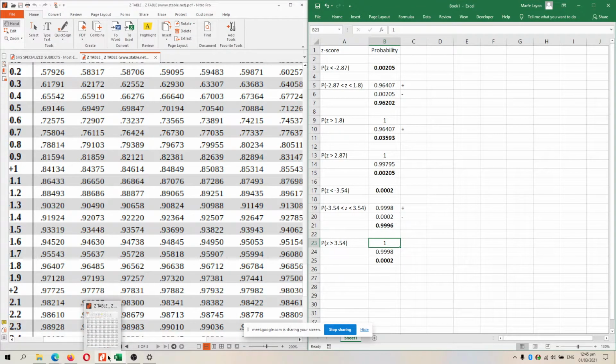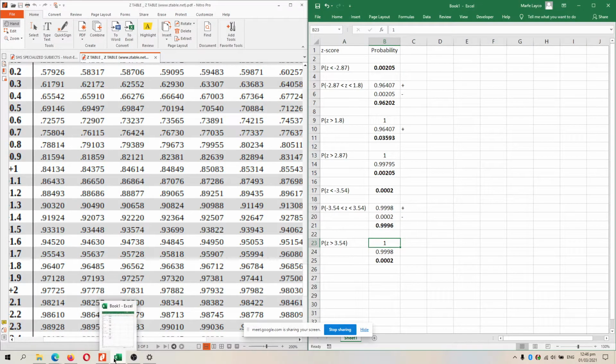Any question doon sa pagkuha natin gamit yan? Wala naman? Wala? Okay.